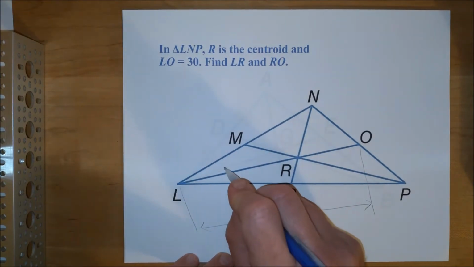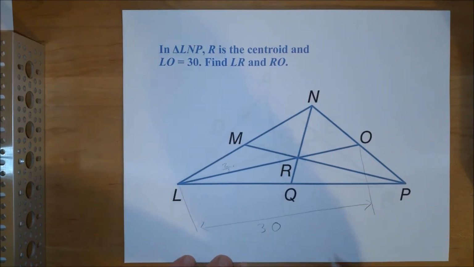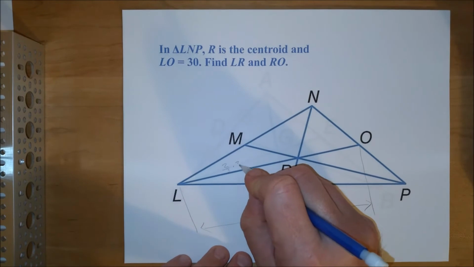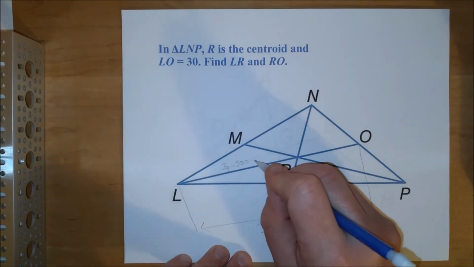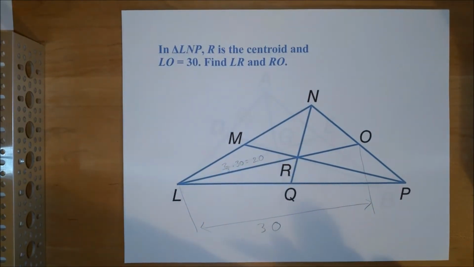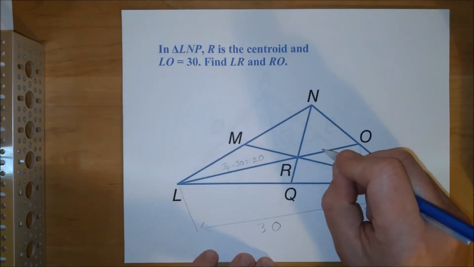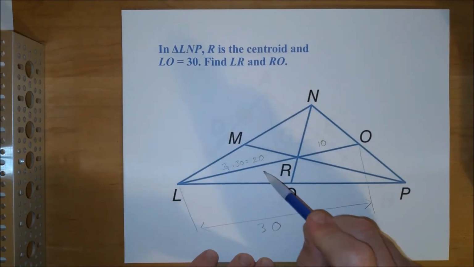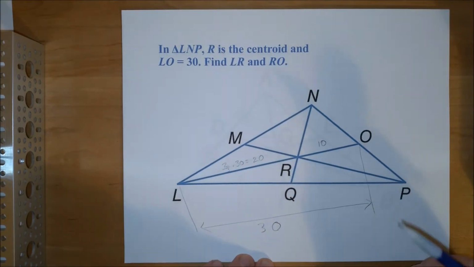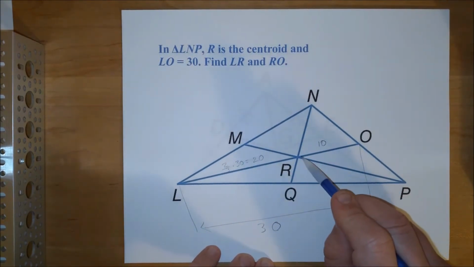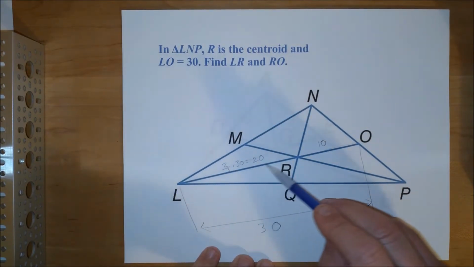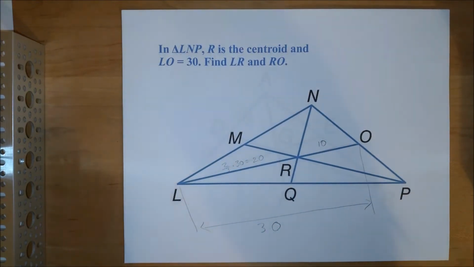This is going to be 2/3 of the length of the whole median. 2/3 times 30 is going to be 60/3, or 20. And this must be 1/3 of 30, or the remaining 10. We can say 30 minus 20 is 10. We can also quickly recognize that this segment is half the length of this segment because of that 2 to 1 ratio we talked about.